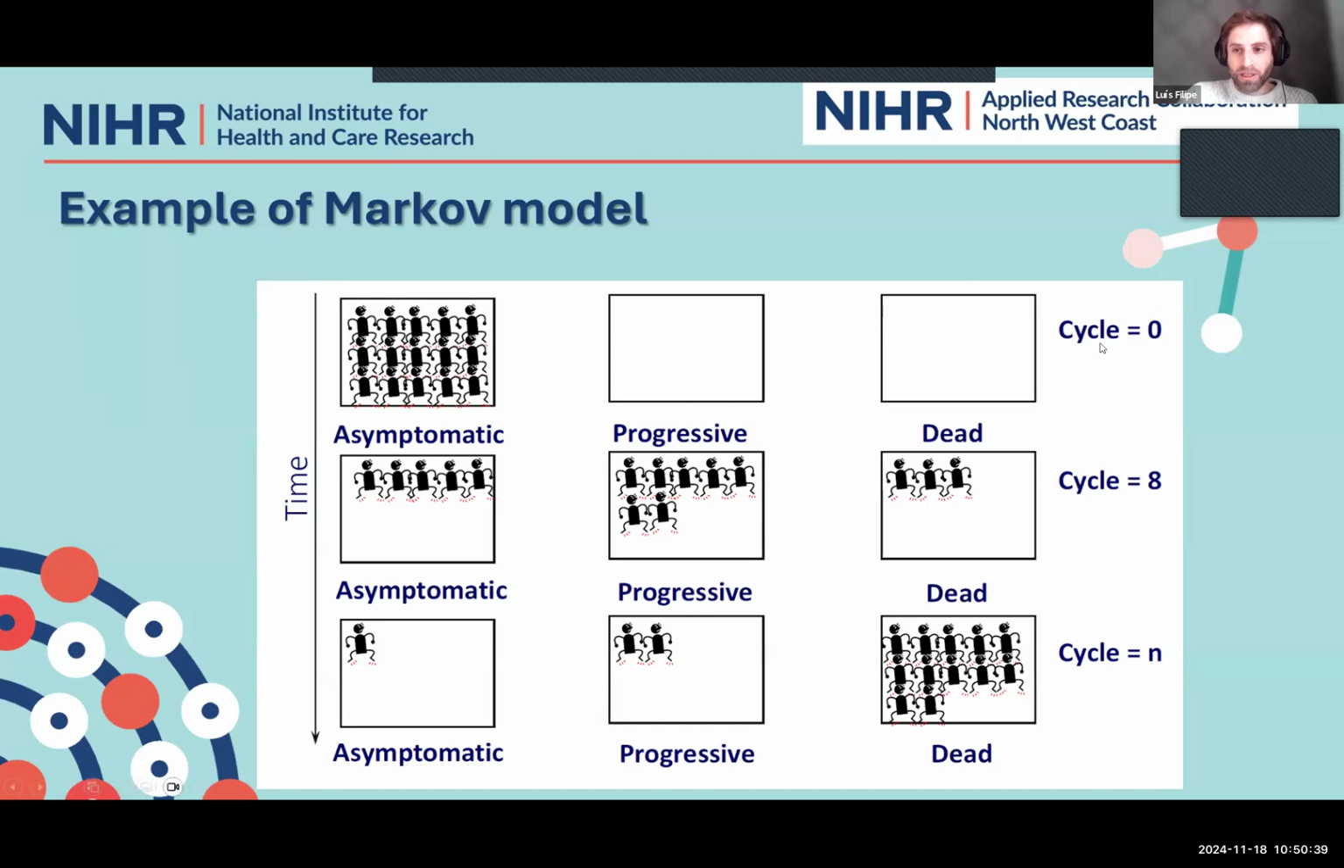So what you are going to see in here is that you start at cycle 0 with everyone asymptomatic, and then by cycle 8, just some of them stayed asymptomatic, and most of them already went to progressive, and some of them are already dead. Then in this cycle N, which can be, let's say 20, only 1 person is asymptomatic, 2 persons are progressive, and most people are already dead. And you continue these cycles on what you believe to be, for instance, the expected life of those patients, or until everyone is dead.